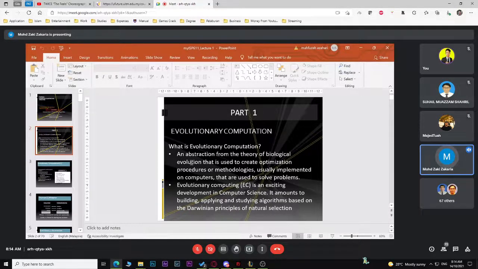we copy the idea of biological evolution, so we propose an optimization technique or algorithm. For optimization, we have many techniques. One technique, for example, for optimization, is the genetic algorithm.